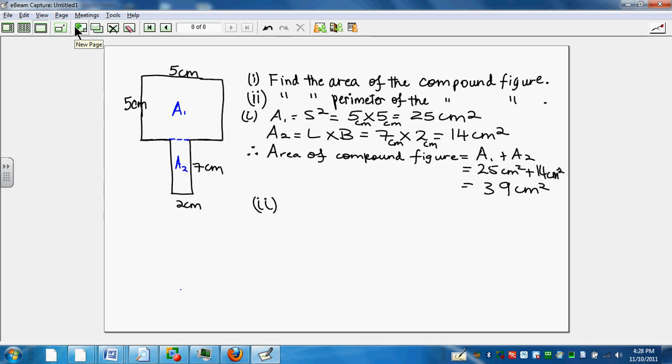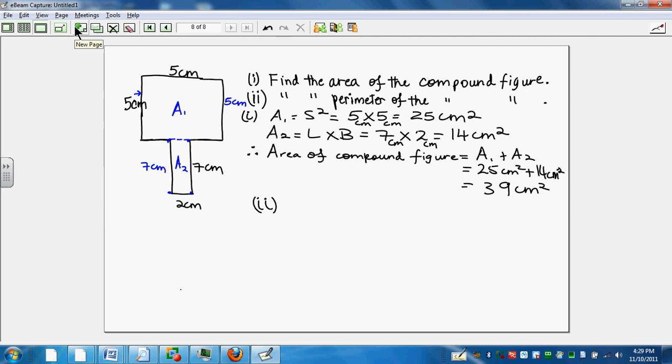To get the perimeter of the compound figure, as we said, we would need to deduce all of the lengths around the shapes. And in order to deduce that, we say this is a square. So the opposite side to this side here would have a length of 5 centimeters as well. In this shape here, the opposite side to the 7 centimeters would have a length of 7 centimeters as well.